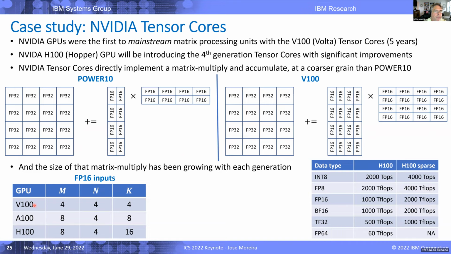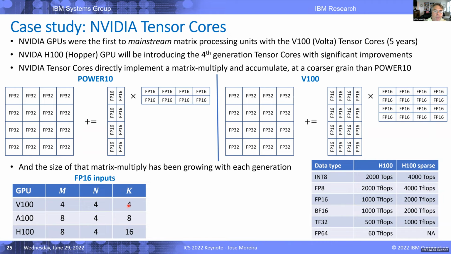So when we talk about matrix multiply, people like to talk about M, N and K. M and N are the dimensions of the result. So this is M by N, and K is the inner dimension which gets reduced. In POWER10, the K is 2. In the V100, the K is 4. In the A100, if I understood correctly, they increased this to an 8x4 result with an inner dimension of 8. And in the H100, they increased again, with an inner dimension of 16.